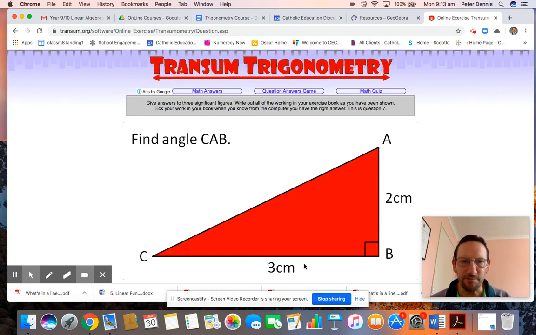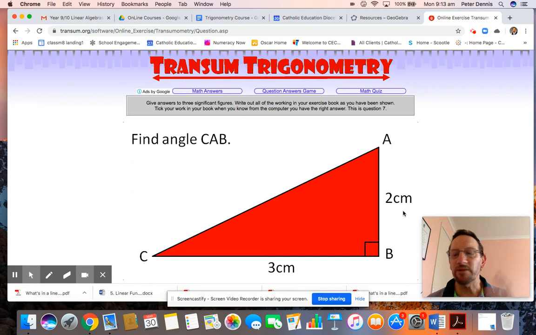So the first thing we've got to do here is, if we are finding angle CAB, CAB is this top angle. So we have the opposite and we have the adjacent. So straight away we know it's going to be tan, because tan is opposite over adjacent. So we are going to look at the tan of CAB, or the tan of A, equals 3/2.